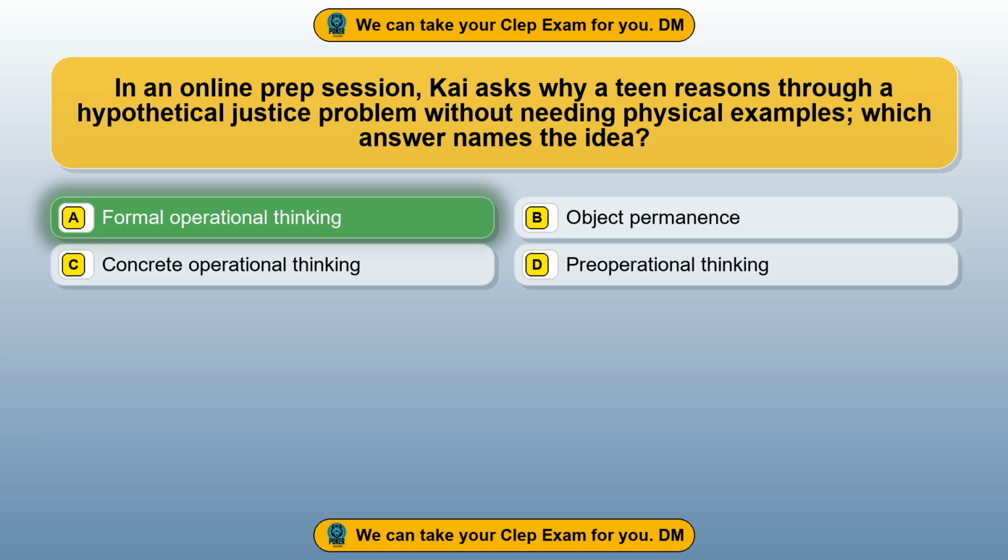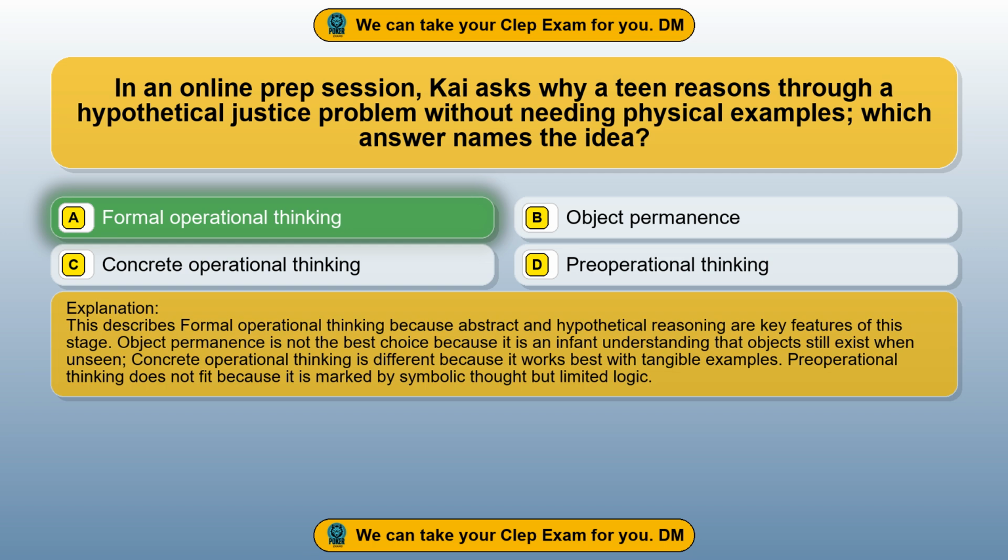Formal operational thinking. This describes formal operational thinking because abstract and hypothetical reasoning are key features of this stage. Object permanence is not the best choice because it is an infant understanding that objects still exist when unseen. Concrete operational thinking is different because it works best with tangible examples. Pre-operational thinking does not fit because it is marked by symbolic thought but limited logic.